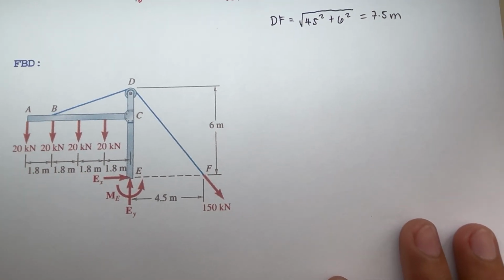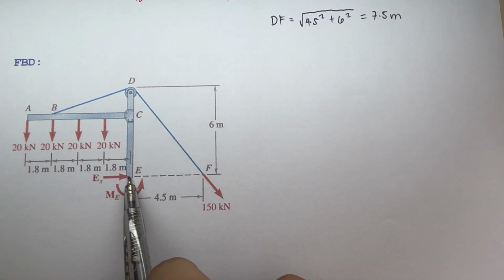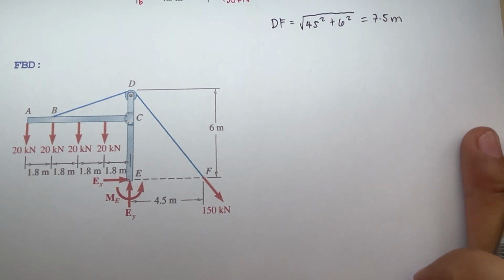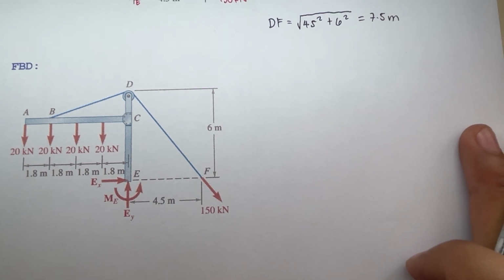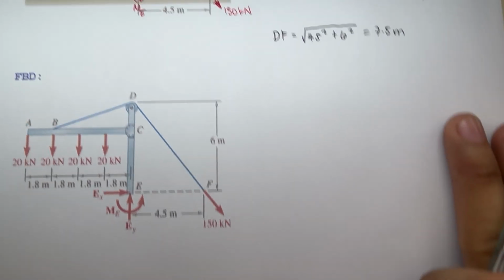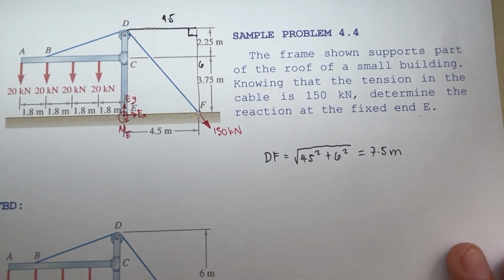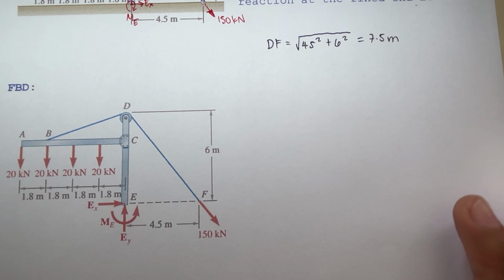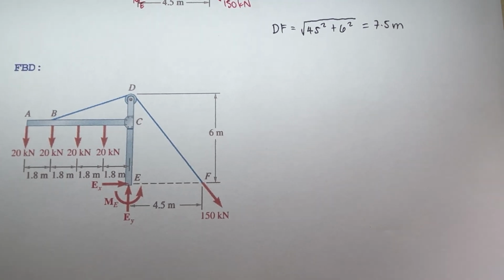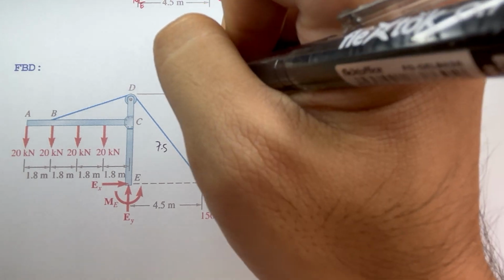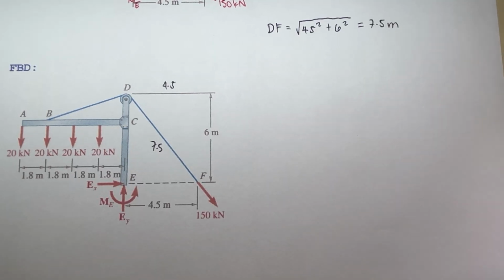So we have the reactions at our fixed support, EX, EY, and then the moment, ME. Now, having this FBD, we can apply our three equilibrium equations. Again, we have the sides of our triangle here as 4.5, 6, and the hypotenuse 7.5. Let's apply our three equilibrium equations.